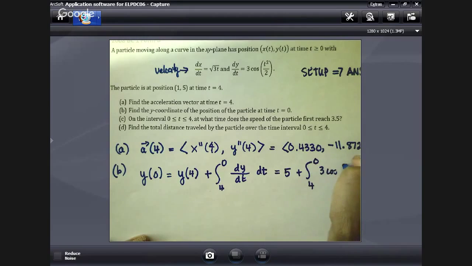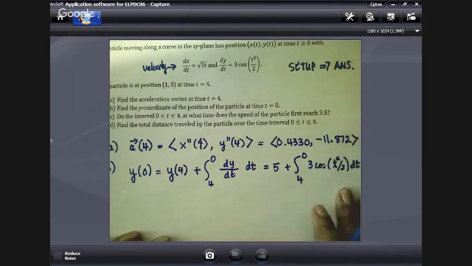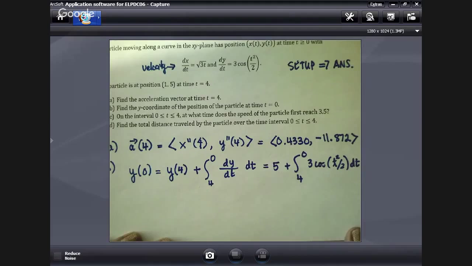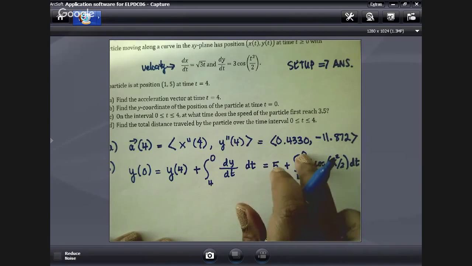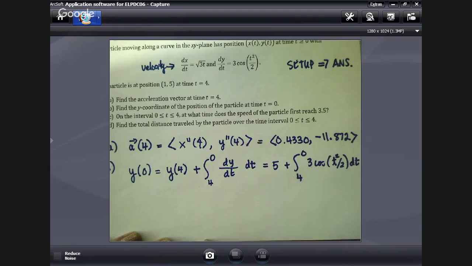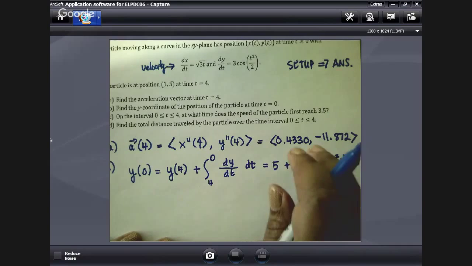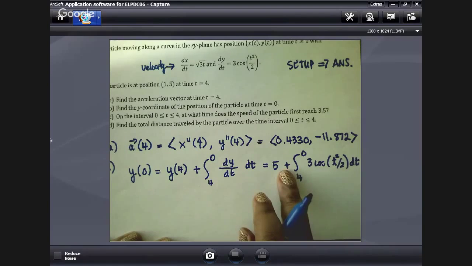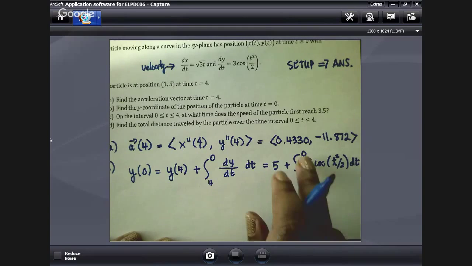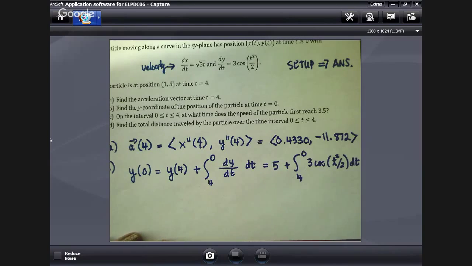3 cosine of t squared over 2 dt, right? Here's the setup. Now, if you did follow my suggestion and put dy dt into y2 on your TI-84 calculator, then this is a piece of cake now. You could put it in here. Note that this is from 4 to 0, not from 0 to 4. They gave us 4. We want 0, so this is from 4 to 0. If you want, you can change this plus sign to a minus and make this go from 0 to 4 if you're uncomfortable with the bigger number being the lower limit of your integral.